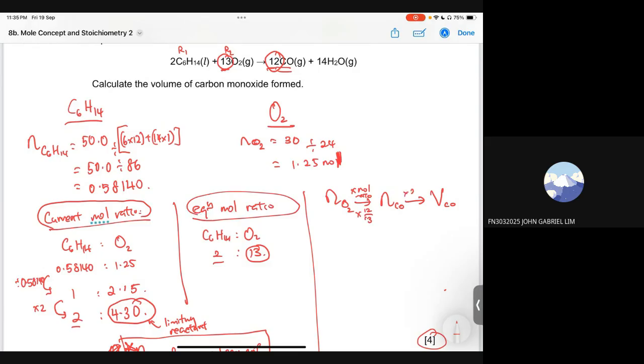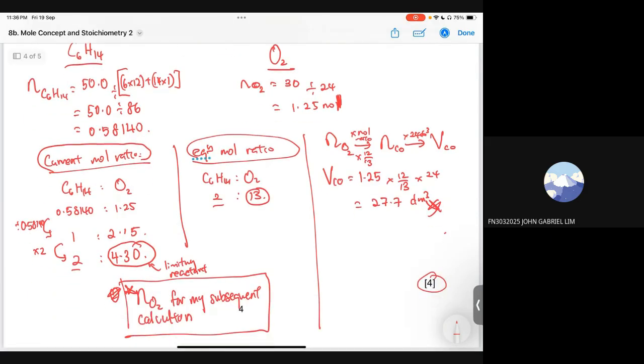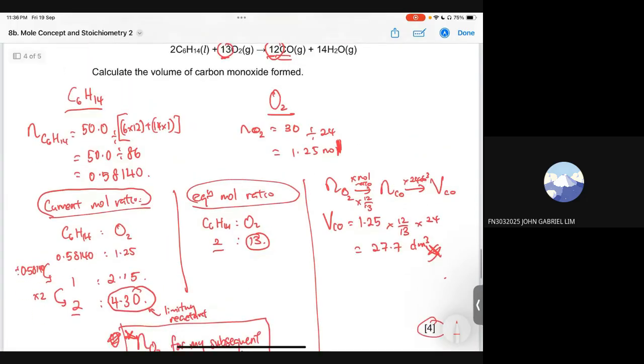To find the volume of CO, I'm going to multiply by 24 dm cube. So these will be my steps. Let's find the volume of CO. The number of moles of O2 is 1.25, times 12 over 13, after that times 24. If you do your math, this gives 27.7 dm cube, which is my final answer. So you realize why it is 4 marks? Because you must find the moles of each of them initially, determine the limiting reactant, then finally find the volume of CO produced. So this is the entire working for these 4 marks.